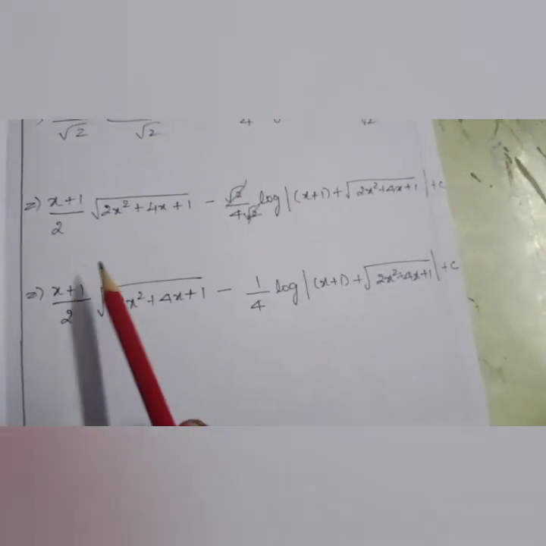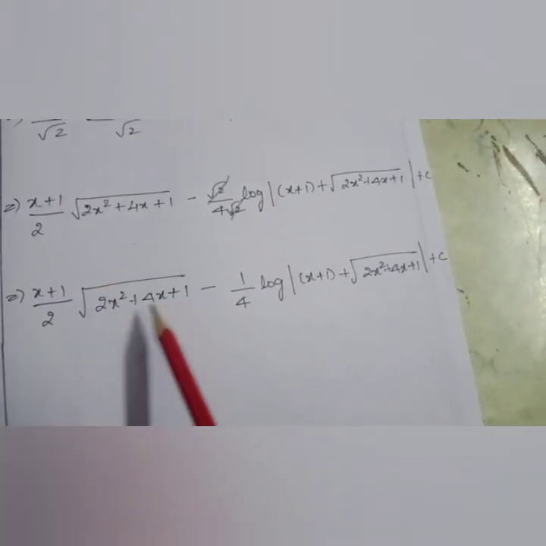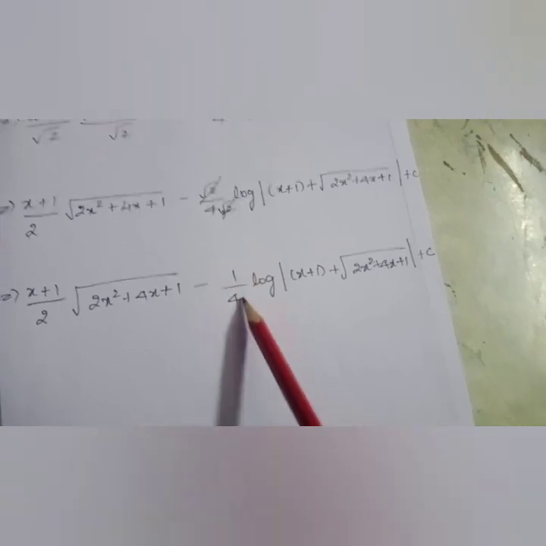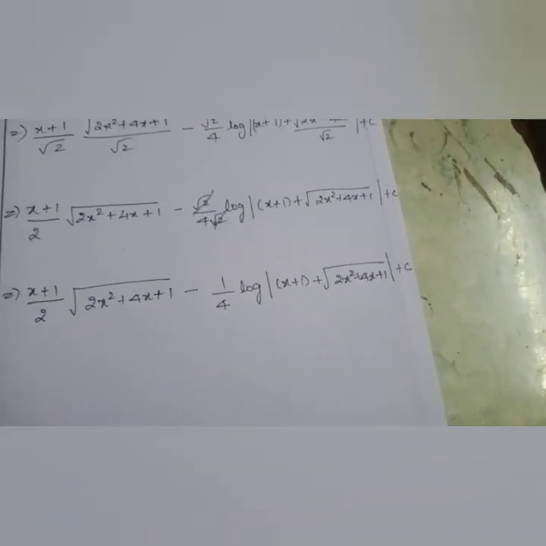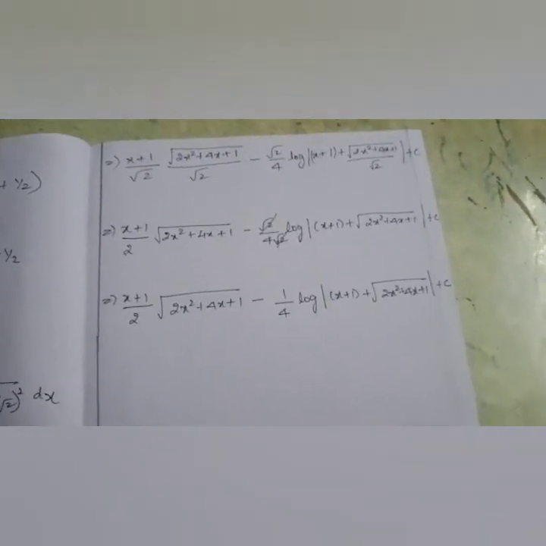So the answer will be x plus 1 by 2 root of 2x square plus 4x plus 1 minus 1 by 4 log of x plus 1 plus root of 2x square plus 4x plus 1 plus c. So this is how we have to do.